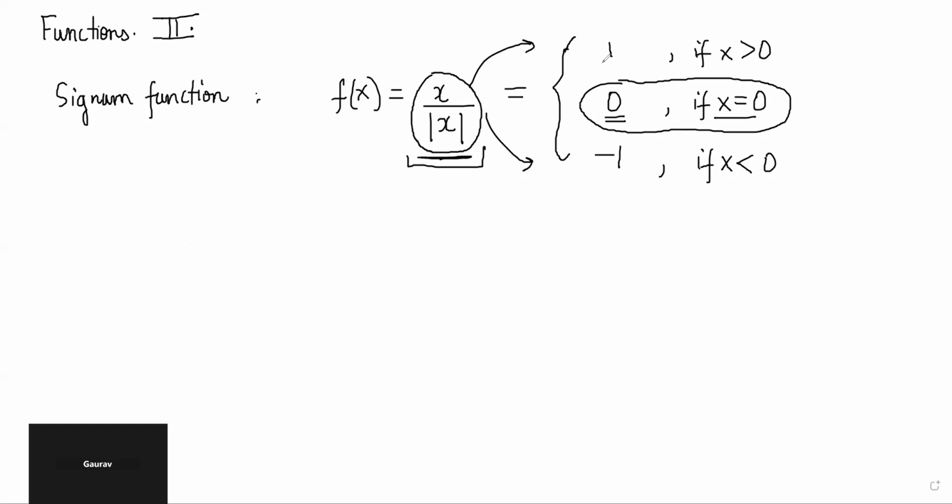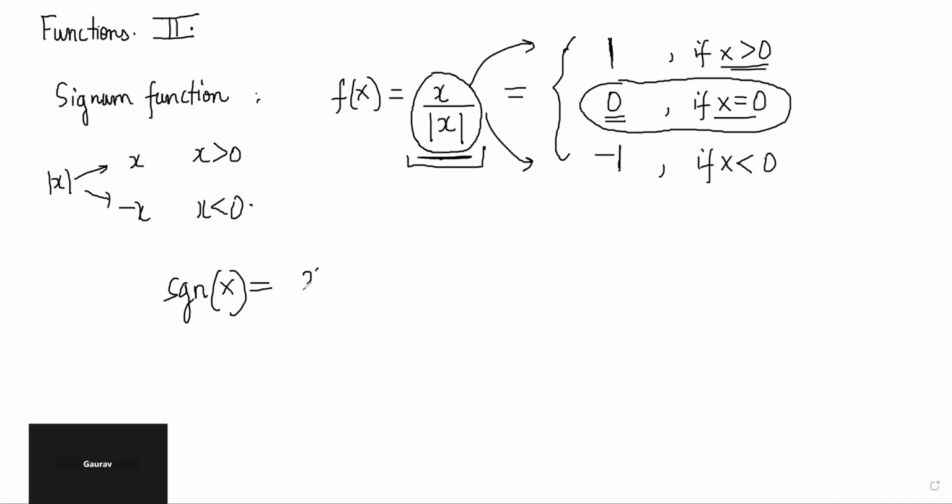Yes. For every x other than 0, the function values will be 1 and -1. For positive x, it will be 1. For negative x, it will be -1 because your mod x will become x or minus x, right? Yes. So that is your signum function, and sometimes it is written as SGN of x. That basically means x by modulus of x. So this is a symbol for the function.